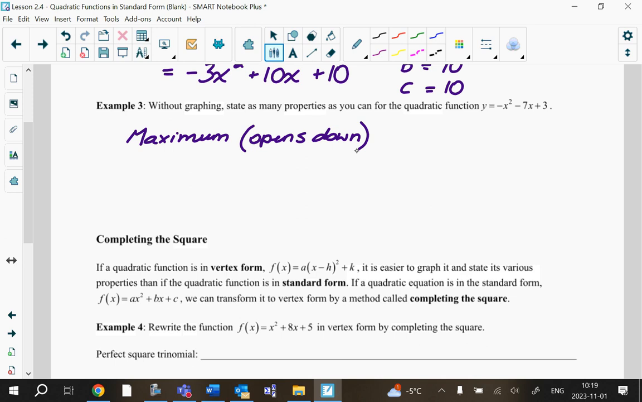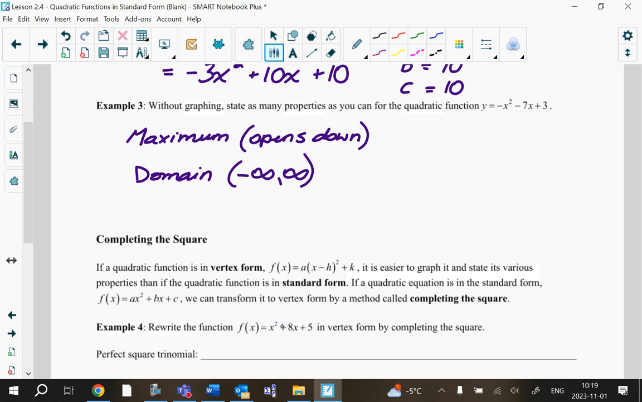Why? What is it? Exactly. Domain, you can always state. But range, I need the vertex. So we can't do it. Yeah, what about the number of x-intercepts? Well, no, because I don't know where the vertex is. I know it opens down.